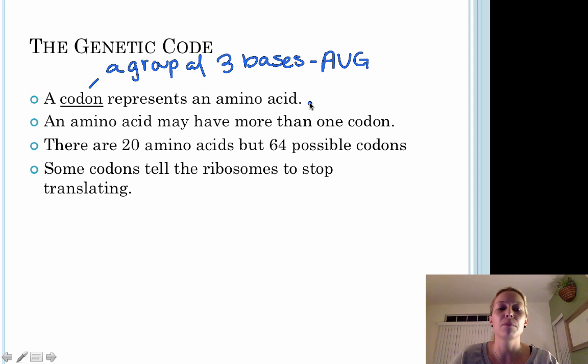A lot of amino acids have more than one codon. There are 20 amino acids, but there are 64 codons. So clearly, a lot of amino acids have more than one codon. There are some codons that do not code for an amino acid at all, and they code for a stop. That means to stop translating, and the protein is complete.